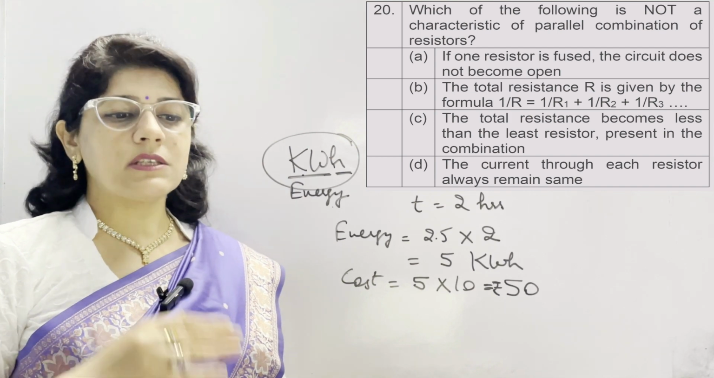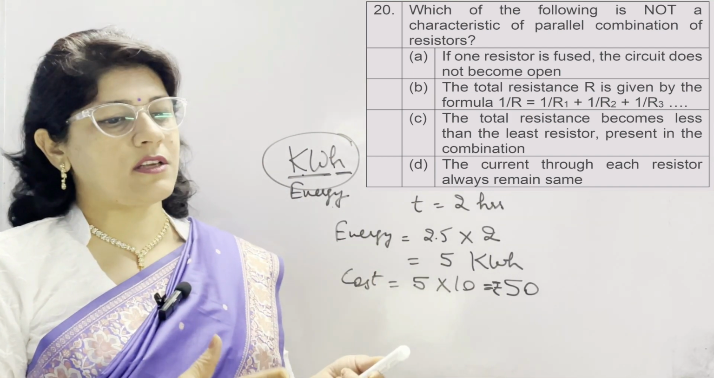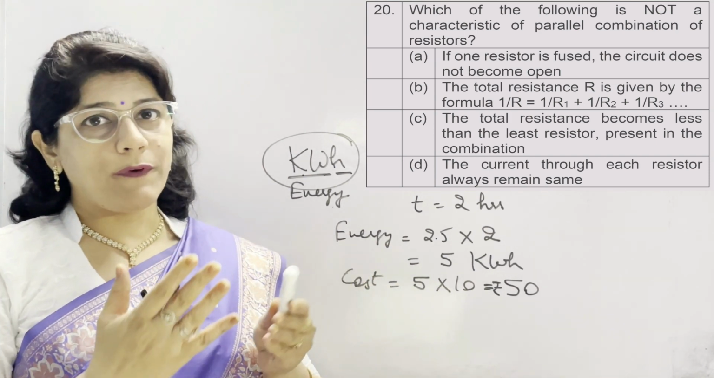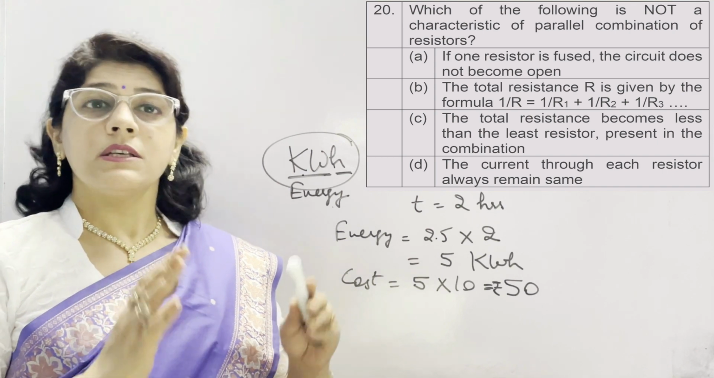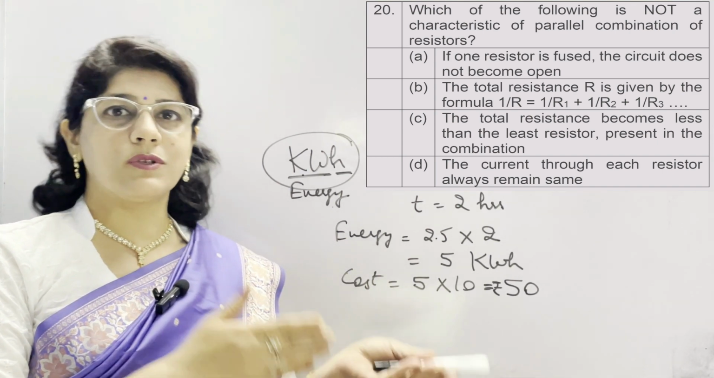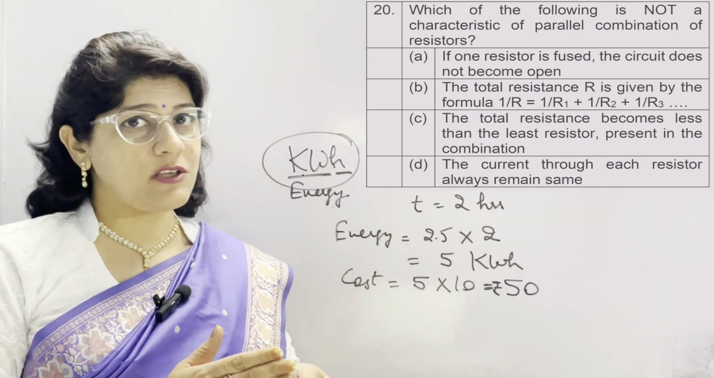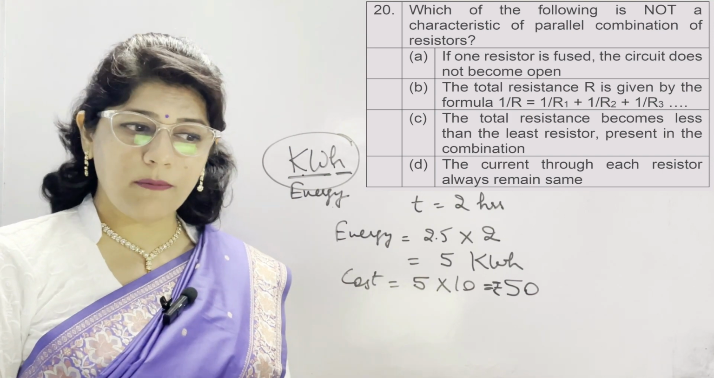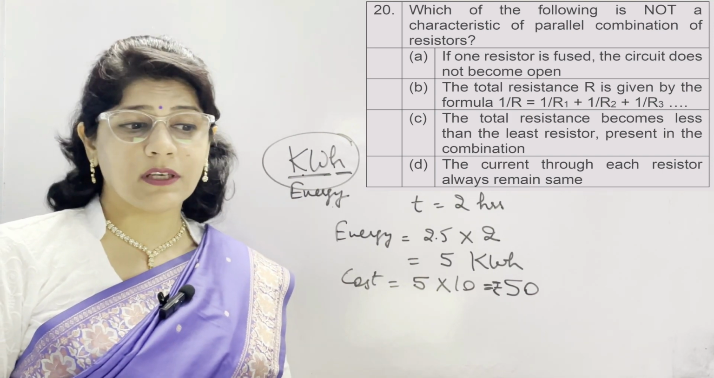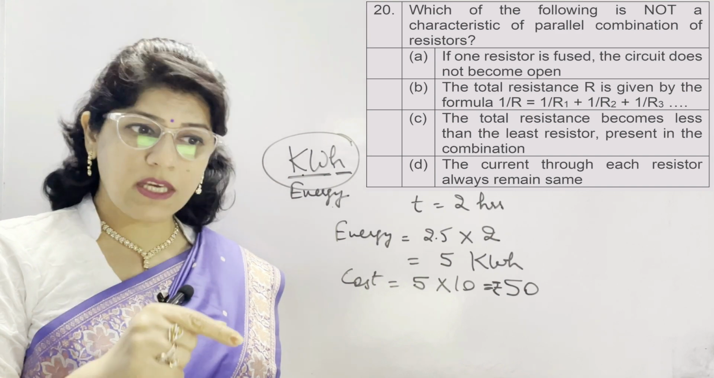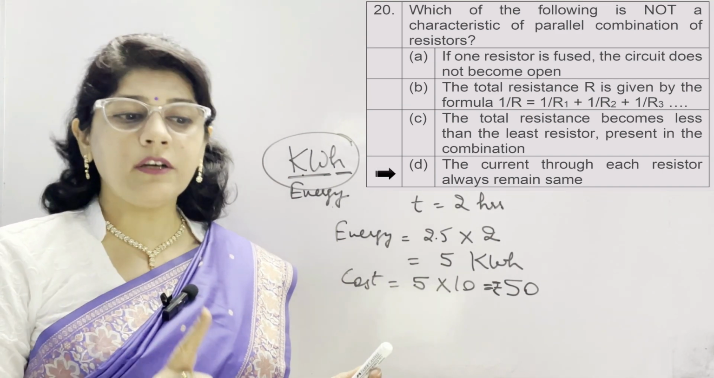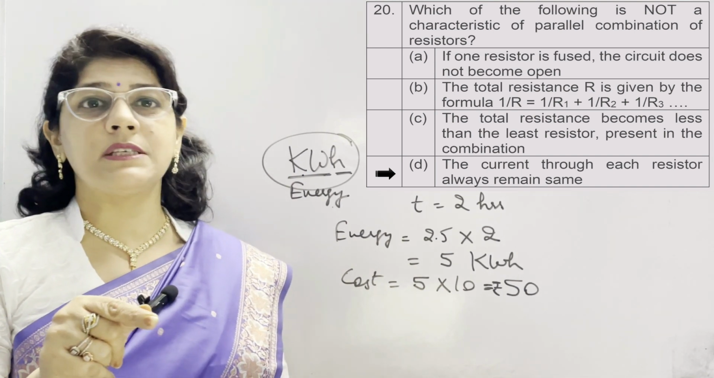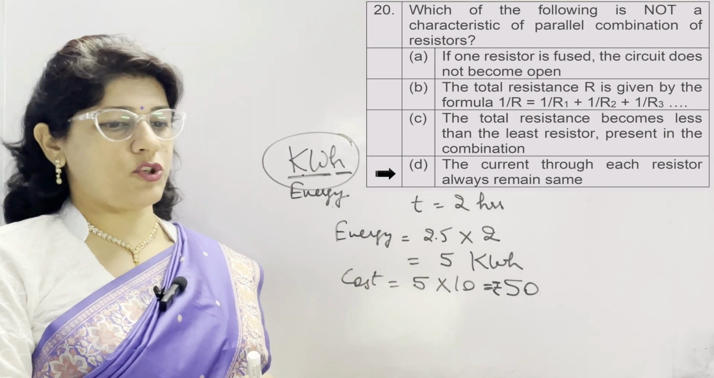C is total resistance become less than the least resistor present in the combination. This is again correct. पैरेलल कॉम्बिनेशन में जो टोटल ओवरऑल रेजिस्टेंस आएगा उसका आंसर सर्किट में दिए सबसे छोटे रेजिस्टर की वैल्यू से भी कम आएगा. आप अपने आंसर को इस तरह से चेक भी कर सकते हैं. And D option, the current through each resistor always remain same. लेकिन करंट तो हर रेजिस्टर में सेम नहीं हो सकता. So incorrect option, and in this case correct option is D, because current through each resistor in parallel combination will never remain same. Potential difference will remain same if they are connected in parallel combination.